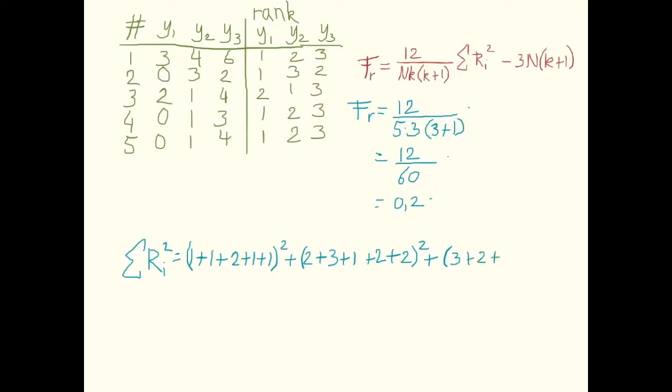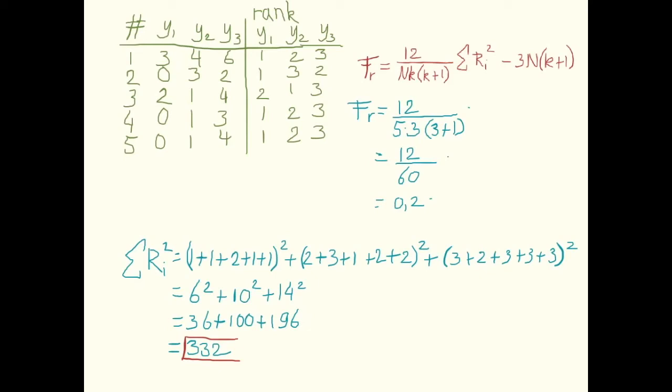Next, we square these three values and add them together. This will give us 6 squared plus 10 squared plus 14 squared, which is equal to 36 plus 100 plus 196, in total 332. Now, we have to fill in this value in the formula of FR that we already started with, and then this formula becomes the fraction multiplied by 332 minus the last part of the formula.